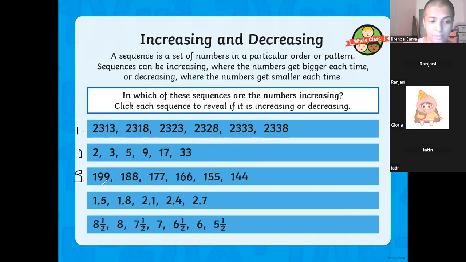Okay, look at this pattern. 199, 188. You tell me lah, going up or down? Quickly. This one is quick one. 177, 166, 155, 154. Is it going up or going down? Good, it's going down. And how much is it going down? By how much? Is it by 11? Can you see it's going down by 11?